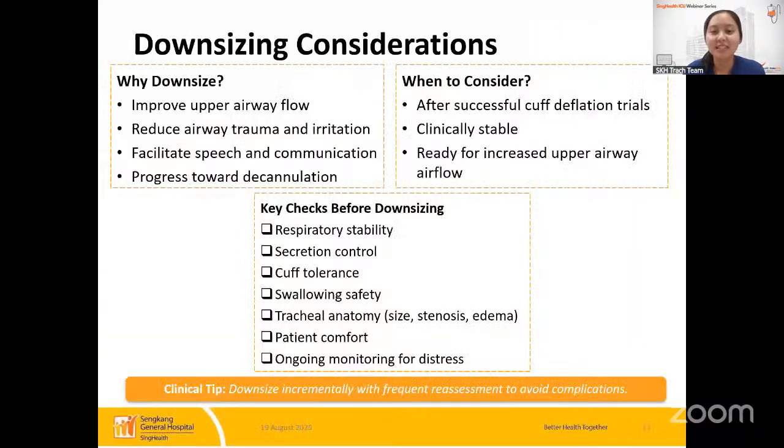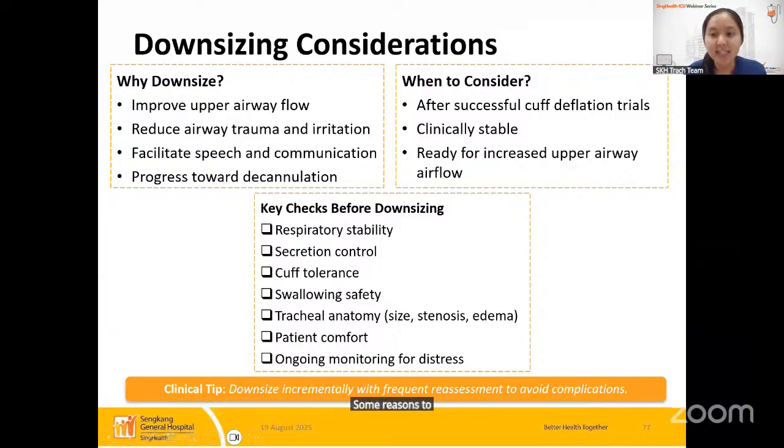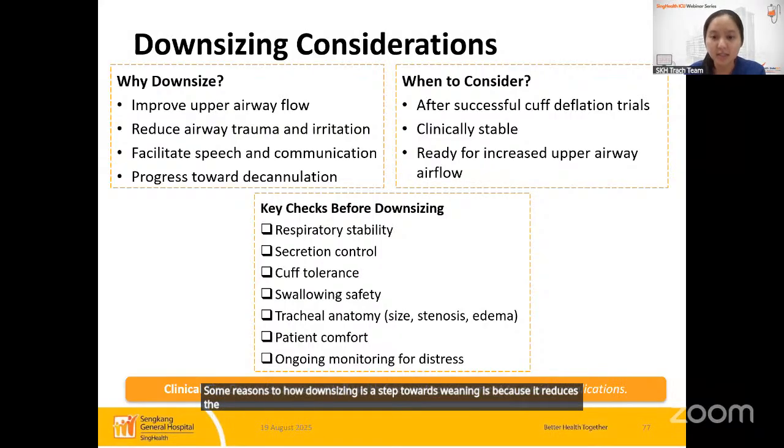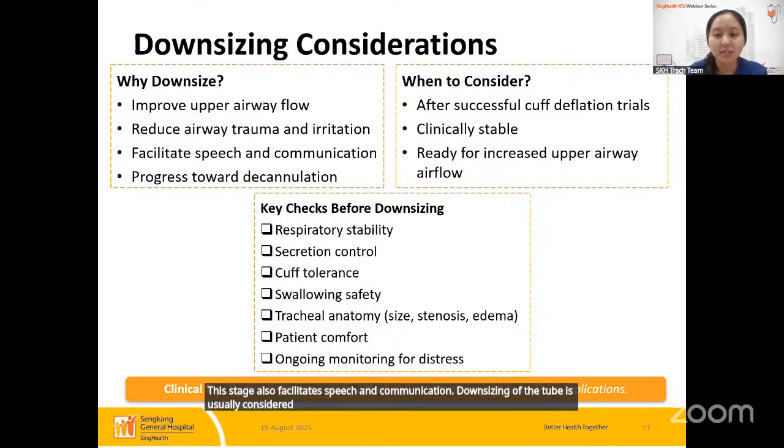Thank you, Grace. Now I'll be covering the downsizing of the tracheostomy tubes. Downsizing is a step towards weaning because it reduces the upper airway resistance with a smaller tube in situ and therefore reduces any forms of airway trauma and irritation. This stage also facilitates speech and communication. Downsizing of the tube is usually considered once the patient successfully tolerates the cuff deflation trials.